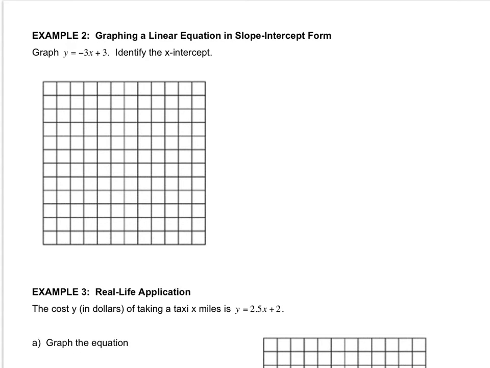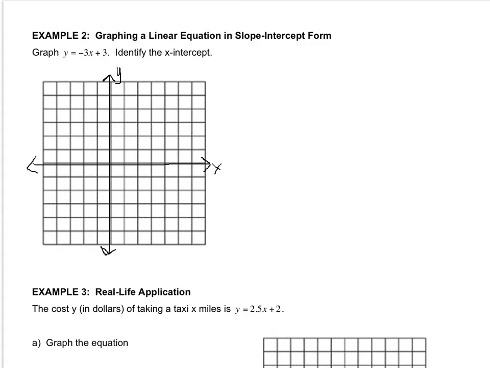Alright, so now let's actually graph. We have to graph the equation y equals negative 3x plus 3, and then once we're all done graphing, we're going to identify the x-intercept. So let's make our xy grid. Please do your best to use a ruler. If you don't have a ruler, use a straight edge. You don't want your axes to be crooked. And there's my x.